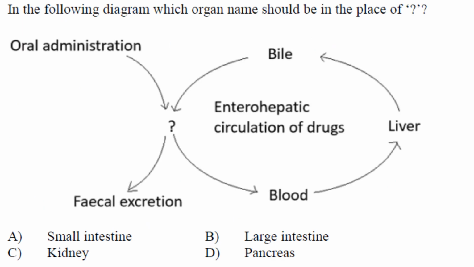Then next one. In the following diagram, which organ name should be in the place of this question mark over here? So it is small intestine. How, through oral administration, the drug is absorbed by the gastrointestinal tract, then transported to the liver via the blood, from the liver to the bile, and from the bile again it is released into the intestine, then reabsorbed again into the bloodstream through the intestinal walls, and it is returned to the liver. Enterohepatic circulation of drugs.